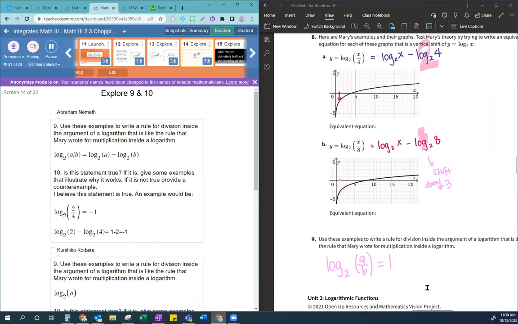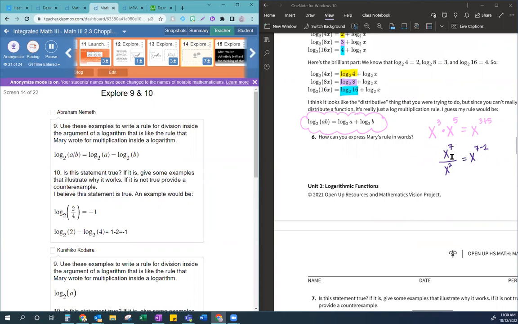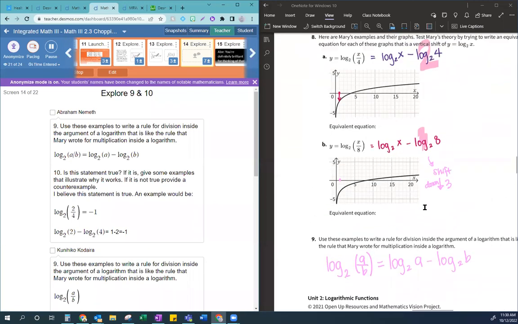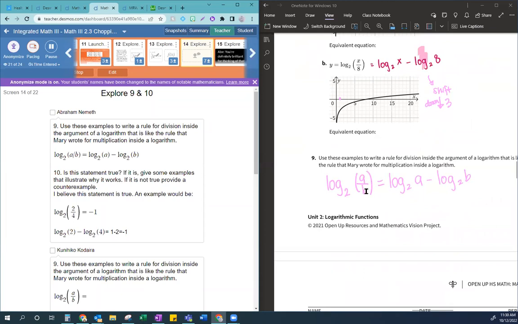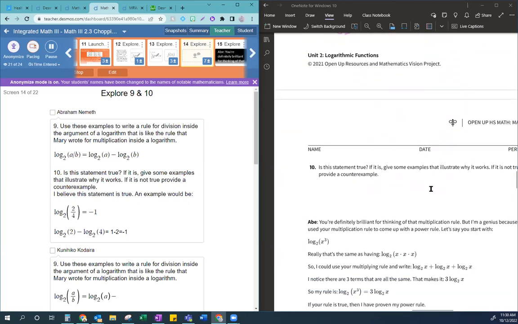Now check this out. According to what we talked about all the way up here, when I divide, I subtract my exponents as long as the bases are the same, okay? So I'm going to say that the same way here. When I divide, as long as the bases are the same, then I subtract my exponents. You guys all see that? Very strong work there. Is this statement true? I'm going to tell you right now, it is true.